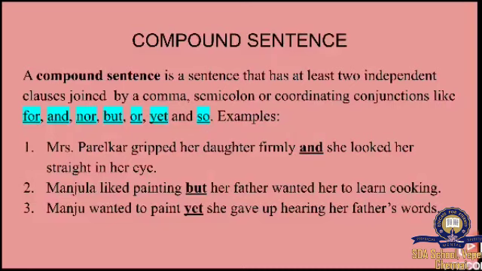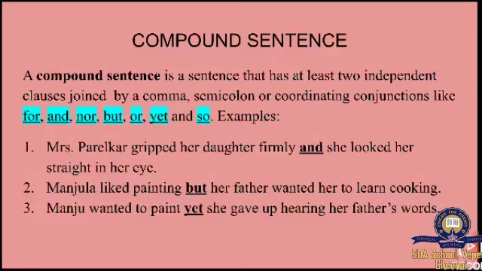Moving on to the second one, Manjula liked painting, but her father wanted her to learn cooking. Here we see the interest of Manjula and the wish of her father. So there are two sentences, but to make them one, we are adding the word but, and it makes a meaning that Manjula liked painting, but her father wanted her to learn cooking.